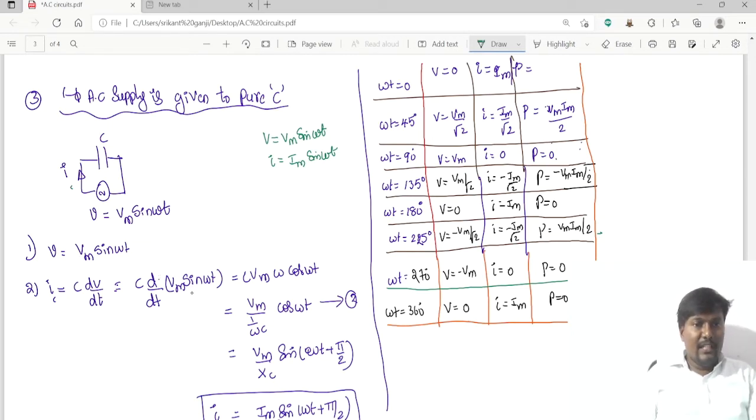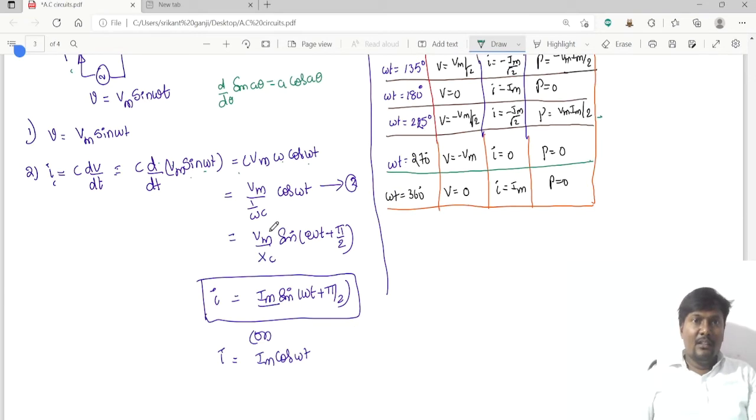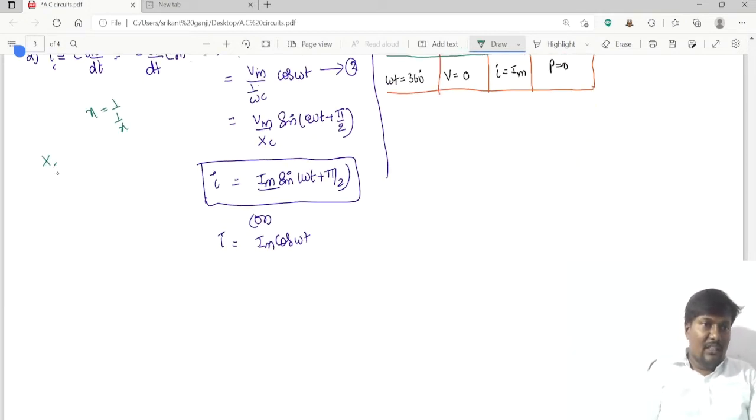C into d by dt of Vmax sin omega t. The derivative d by d theta of sin A theta is equal to A cos A theta, so C into Vm into d by dt of sin omega t is omega into cos omega t. So Vmax into omega C can be written as Vmax divided by 1 by omega C, into cos omega t, where Xc is called the capacitive reactance.